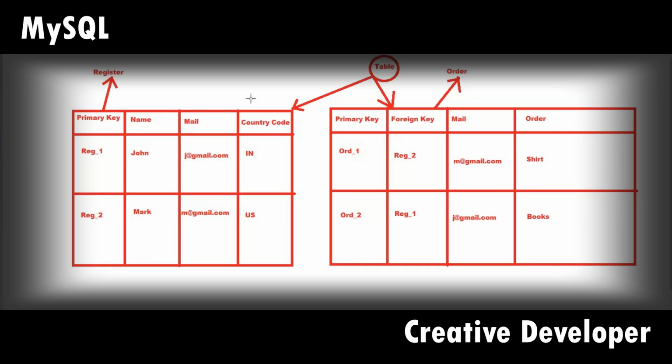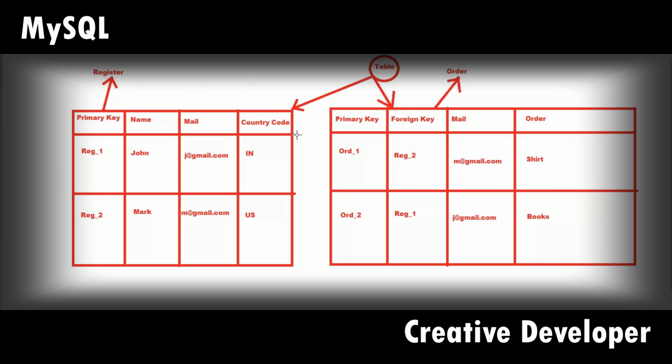Okay, so this is called a table. You can see this is a table. Why is it a table? Because here we have some rows. This is one row, and we have some columns. This is one column, this is one column, and this one column, and this one column.